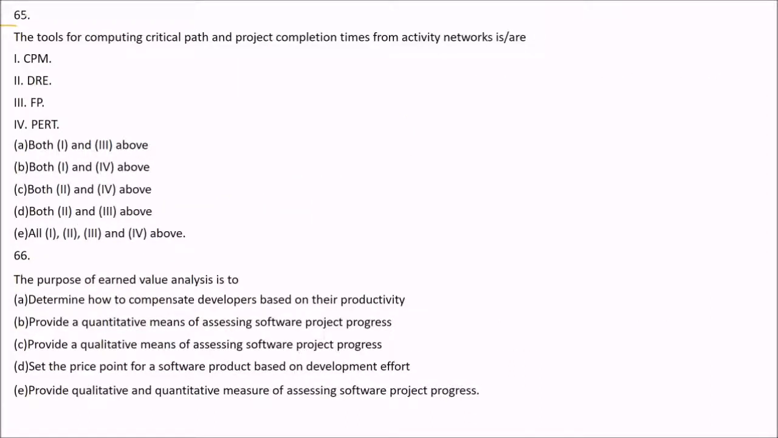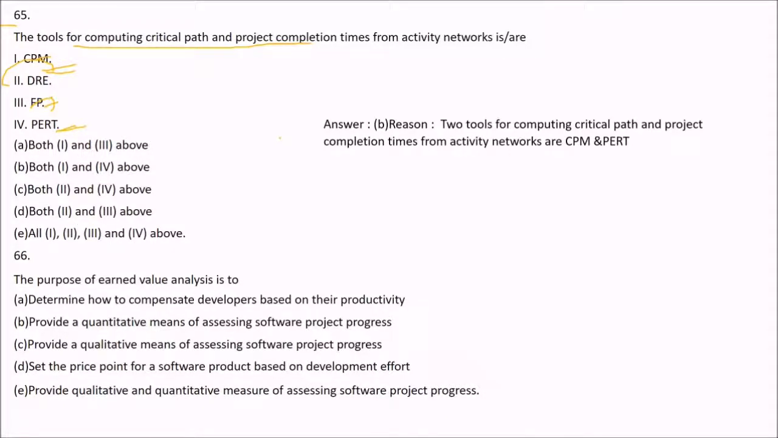65th. The tools for computing critical path and project completion times is or are... CPM, DRE, FP, and PERT. So in this 65th one, we see that only CPM and PERT are the tools for computing critical path and project completion times. Function points and the DRE metric are not. So our answer for the 65th will be B: 1 and 4 above, CPM and PERT, the tools for computing.